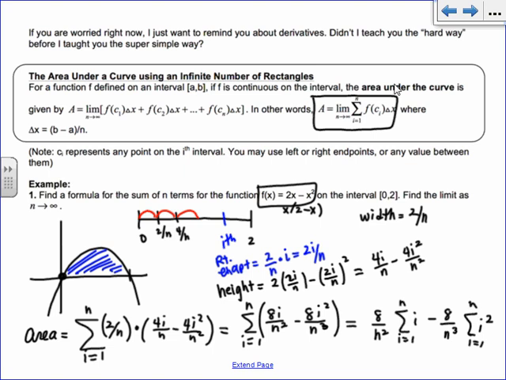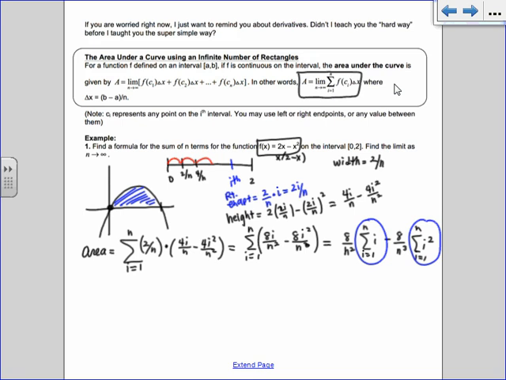Okay, and then both of those are from our summation formulas. All right, so if I have the i, I have n plus 1 over 2. And then if I have the i squared, that's the one that's n times n plus 1 times 2n plus 1 all over 6. And we just simplified. So here's algebra.